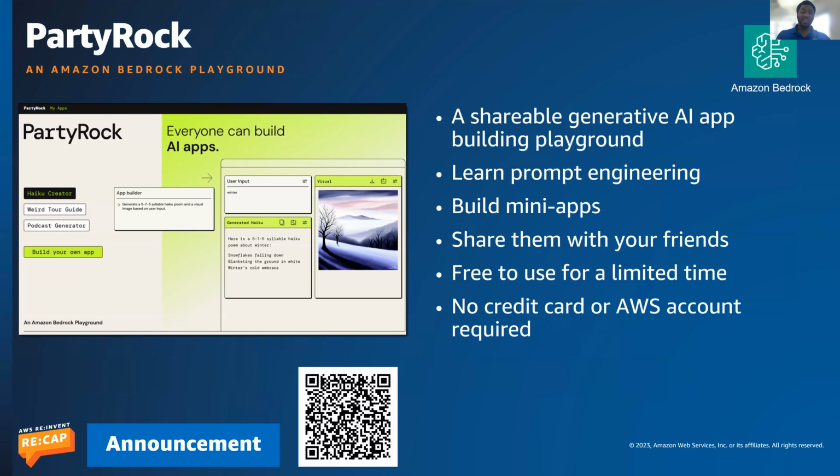And last but certainly not least, prior to re:Invent, we announced PartyRock, which is an Amazon Bedrock playground. Without an AWS account or credit card, you can go ahead and get started today building some of these generative AI applications in a playground so you can really get the intuition for what they're good at and what they're not. And so if you scan the QR code, you can be redirected and get started with that today.